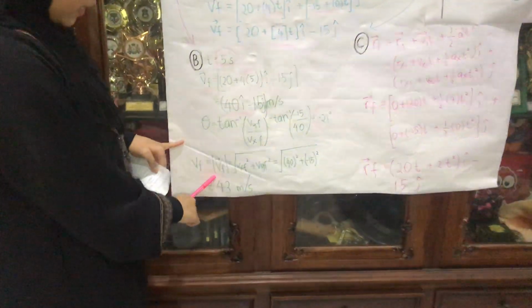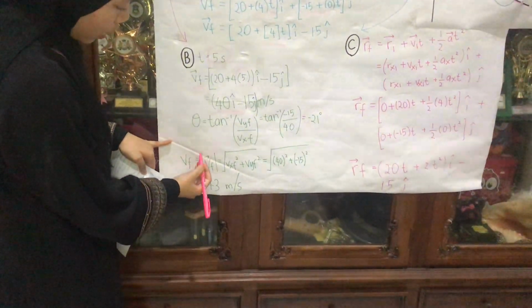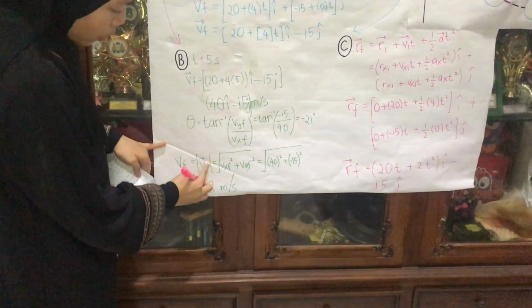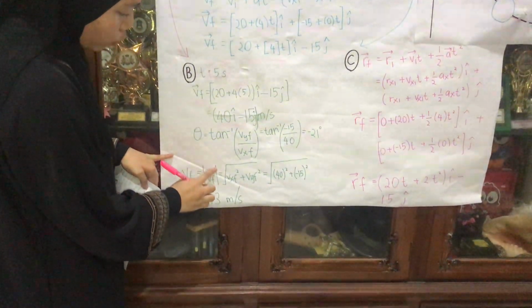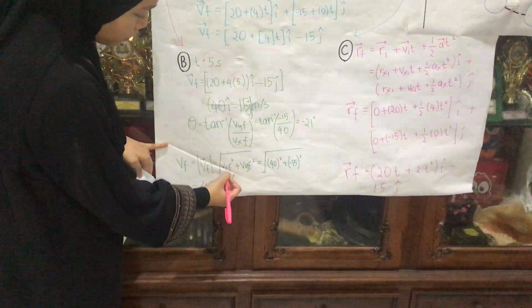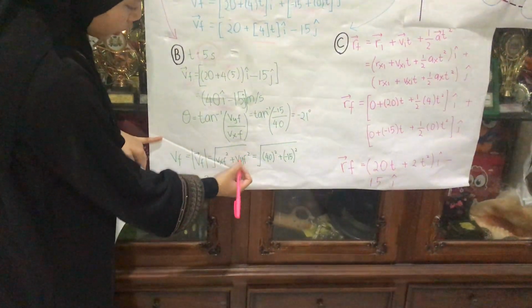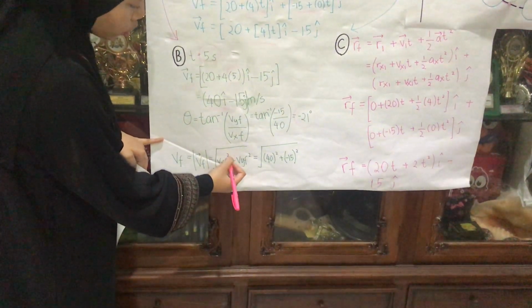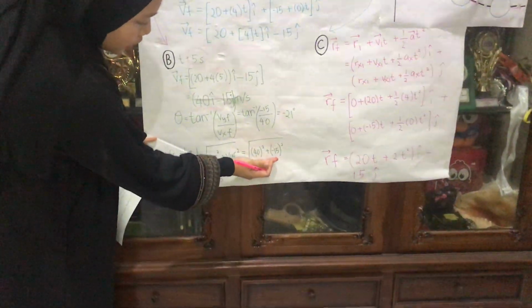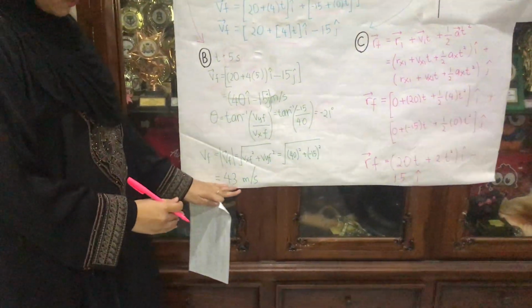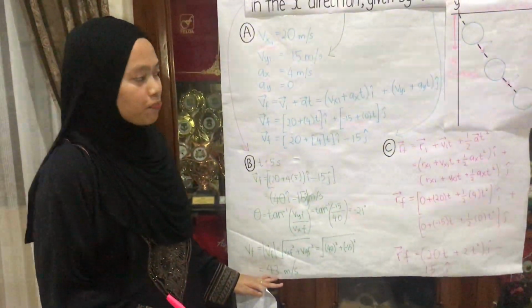Then we calculate the magnitude. So modulus of V final, because it is magnitude, so we must use modulus. And then we take the square root of Vx final squared plus Vy final squared. And then we substitute and 43 meter per second is the answer.